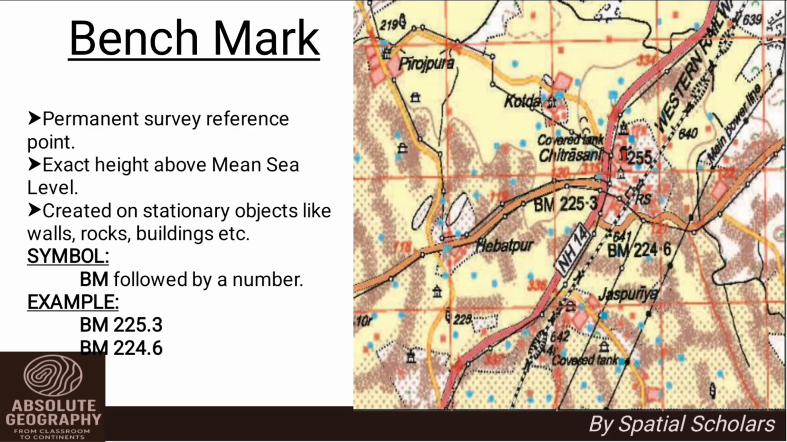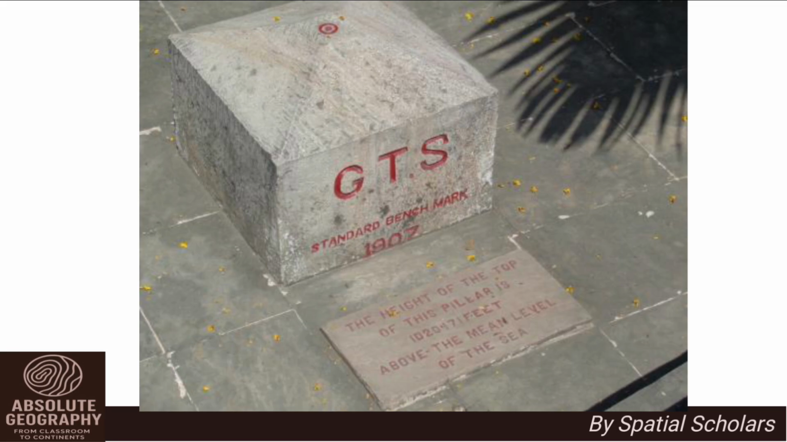Another important difference is that spot height shows the height of the ground at a particular point, whereas benchmark includes the height of the object on which it is marked. It is denoted by the capital letters BM followed by a number. And this is an example of how it is present physically.